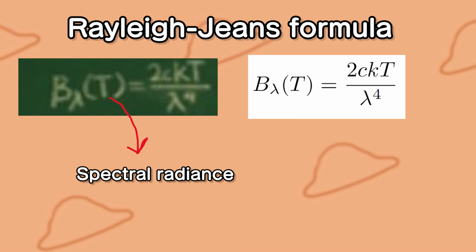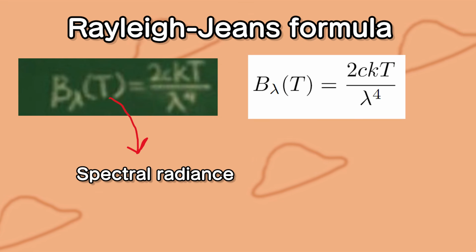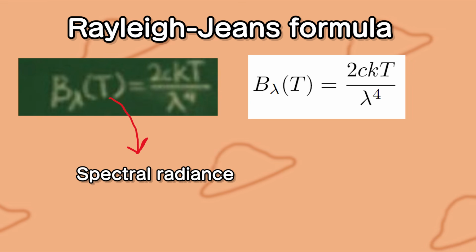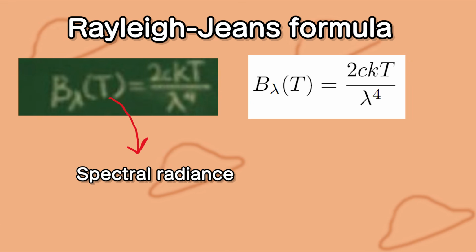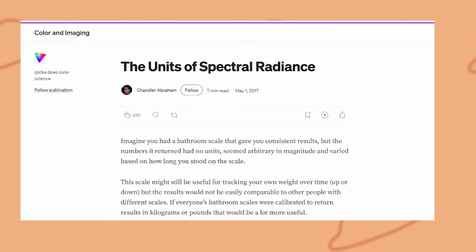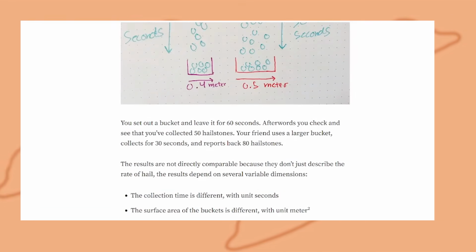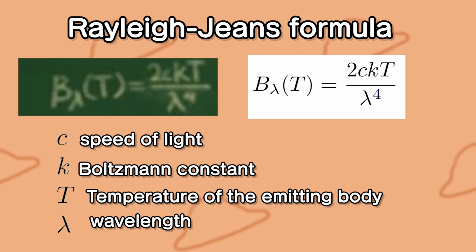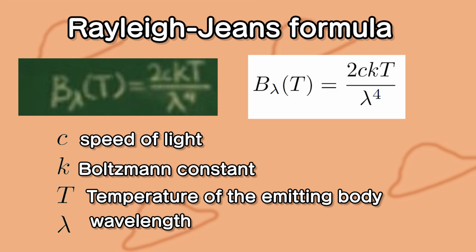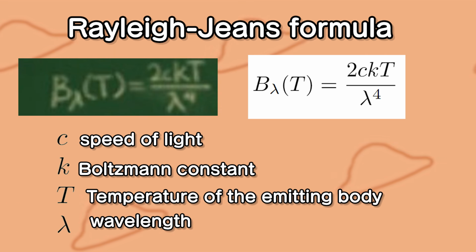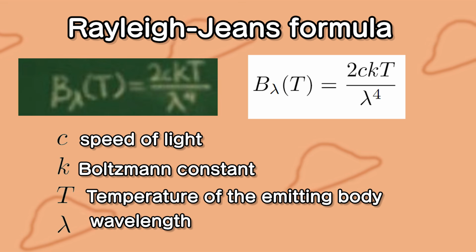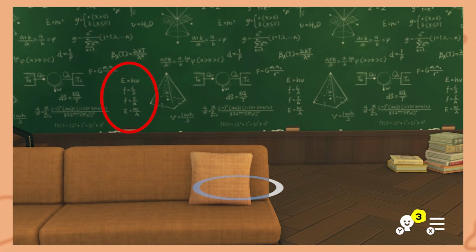The spectral radiance B lambda is defined so as to account for all of these factors and get a sense of the power distribution of the whole spectrum of light emitted by an object. I'll link to a post that better discusses this notion in the context of photography. Here c is the speed of light, k is the Boltzmann constant, T is the temperature of the body emitting the radiation, and lambda is the wavelength we are finding the spectral radiance at.